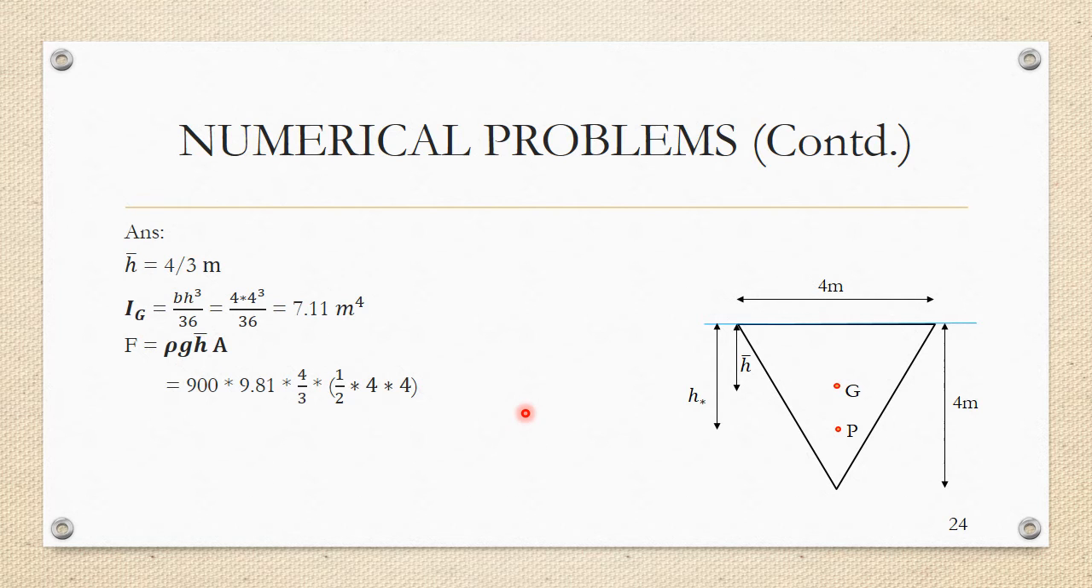And so the total pressure force is given by 900 into 9.81 into 4 by 3 into the area of an isosceles triangle, half of base into height, so half into 4 into 4. I will end up getting 94,176 Newton or 94.176 kilonewton as the total pressure force acting on this lamina. H star is given by Ig divided by A h bar plus h bar. Ig has been found out, area is known, h bar is known. Substituting, you will get the value of h star to be 1.996 meter.